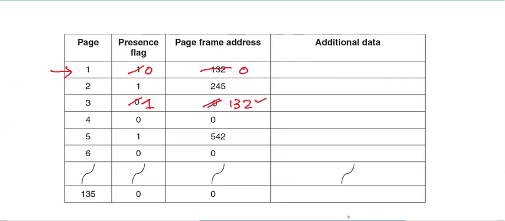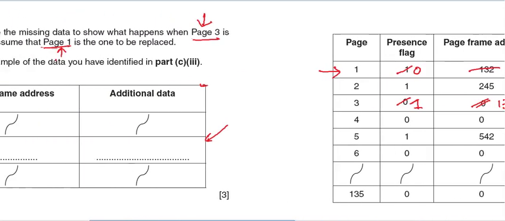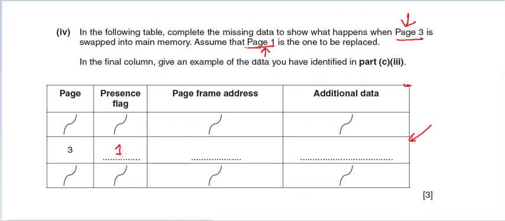And as far as the additional data is concerned, this is showing the number of times a page has been accessed or read. But we've just loaded this page into the RAM, which means it has not been accessed even a single time so far, so this value is going to be 0. Okay, so let's fill up. The presence flag is going to be 1, the page frame address is going to be 132, and this page that we've just loaded has not even been read once so far.